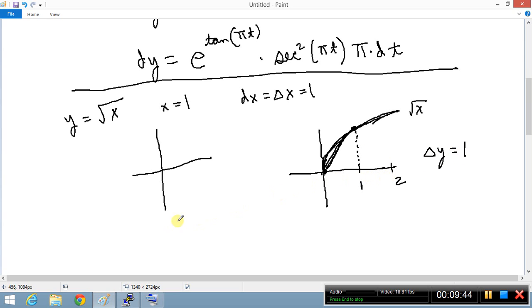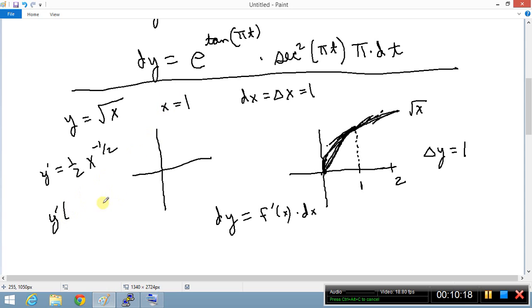And dy, by definition of dy, is the derivative, f prime of x, times dx. So we have to take the derivative of this guy, f prime, which would be y prime. So that's going to be, of course, 1 half x to the minus a half. And that derivative at this point will give us the slope of the tangent line right there. So the slope of that tangent line is going to be y prime at 1. So you plug in 1 for x, and that just gives you 1 half.